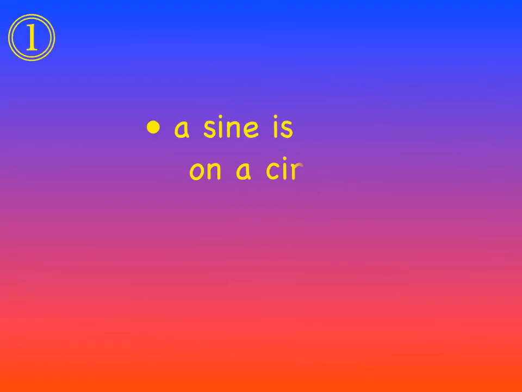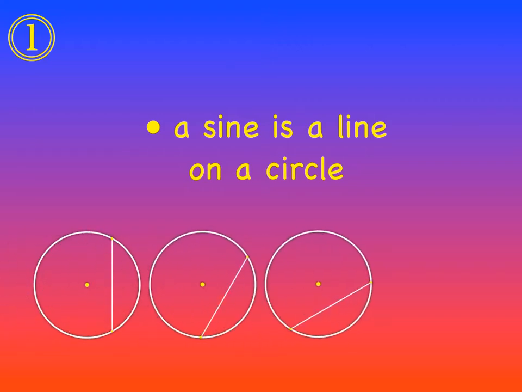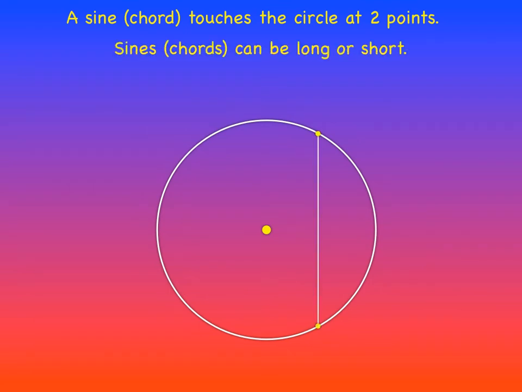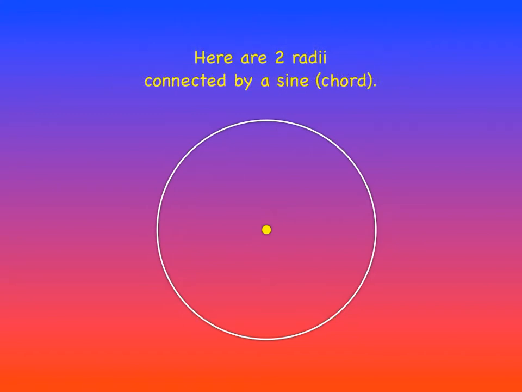A sine is a line on a circle. A sine, or chord, touches the circle at 2 points. Sines can be long or short. Sines or chords can go any direction. Here are 2 radii connected by a sine or chord. So there's one radius, there's another radius. Those are radii, connected by a sine, also known as a chord.